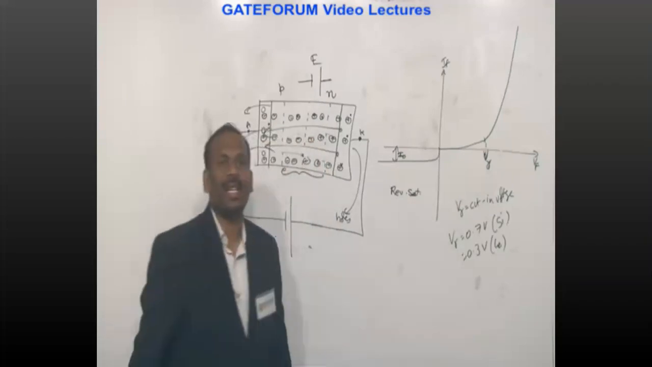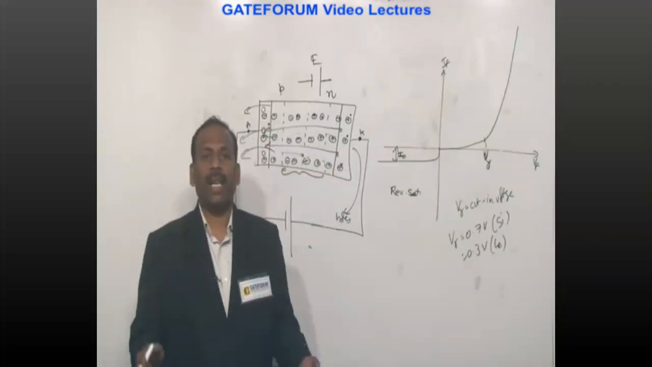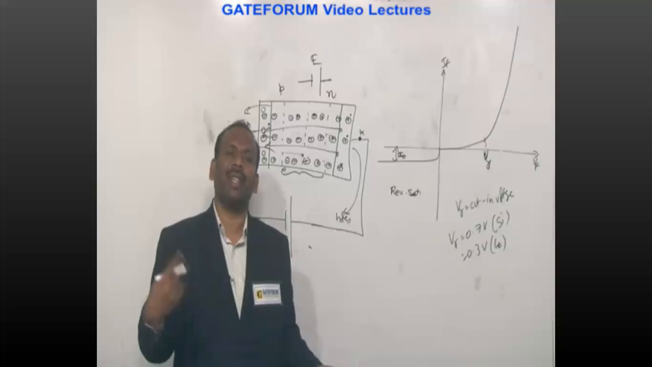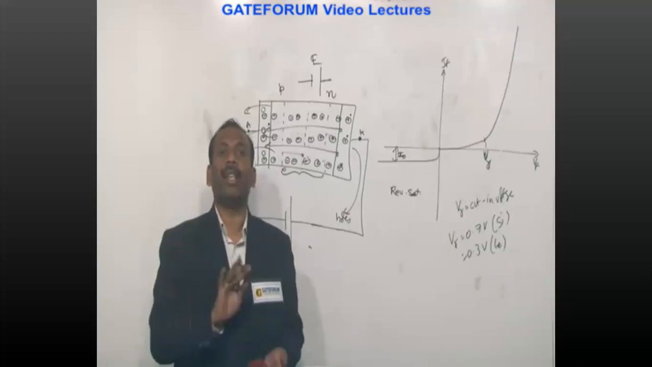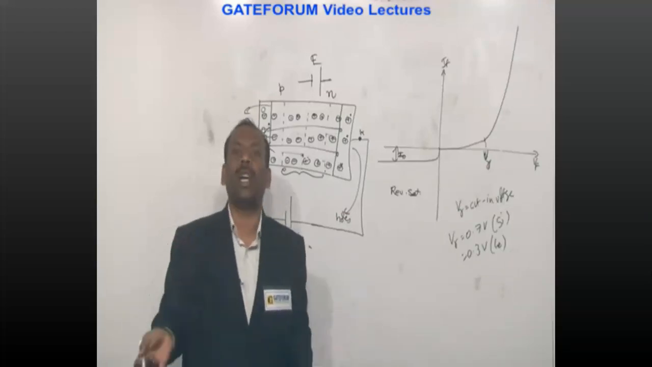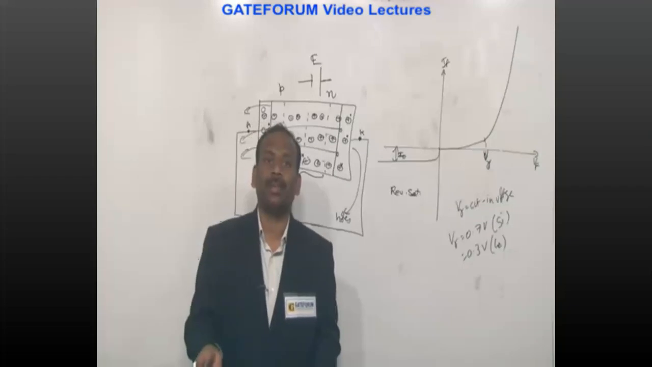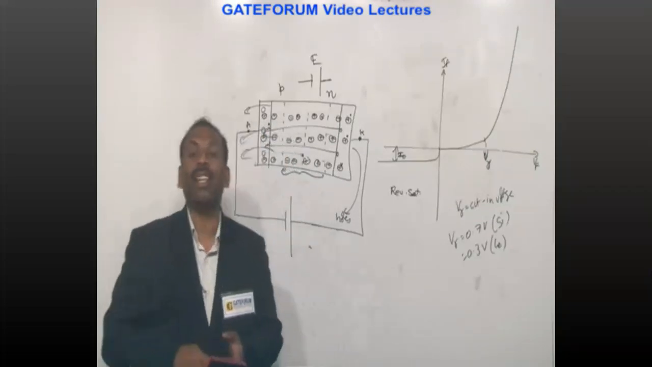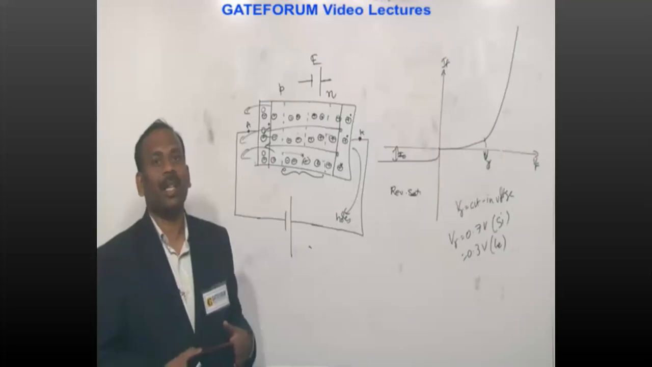What is the meaning of saturated? If 10 electrons are there, then from the start the current is due to those 10 electrons, and continuously only due to those 10 electrons. Saturated means there is no further increase in the current. Clear?